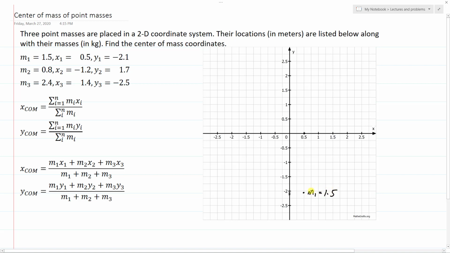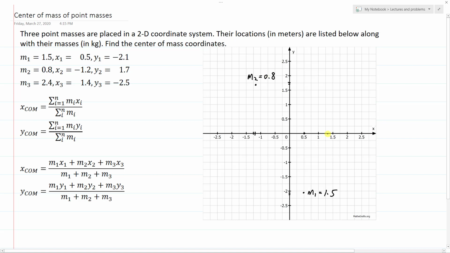And then m2 is minus 1.2 and 1.7. So minus 1.25, so roughly here, minus 1.2. And then positive 1.7, so 1.75, so roughly here, 1.7. And I have a ruler here, so let me find that position. So it's roughly here. Okay. So this is m2, 0.8 kilograms. And then m3 is 1.4 and minus 2.5.